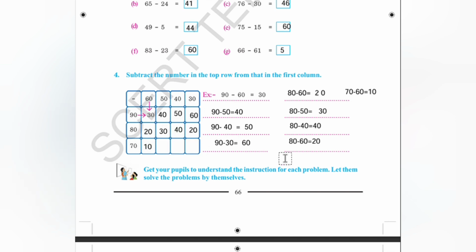Then 70 minus 50. 70 minus 50 is equal to 0 minus 0, 0, 7 minus 5, 2, 20. Write 20 here. 70 minus 40. 0 minus 0, 0, 7 minus 4, 3, 30. Write 30 here. Then 70 minus 30. 0 minus 0, 0, 7 minus 3, 4, 40. So write 40 here.